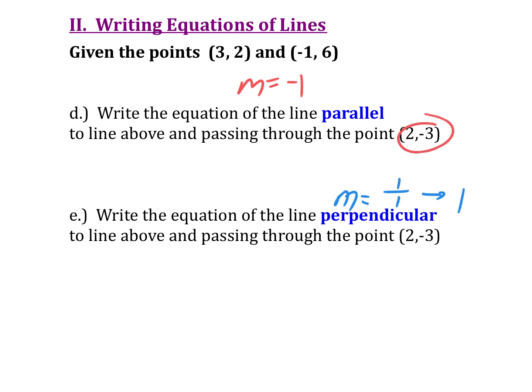So I'll do this first one here. We're going through the point (2, -3). So y minus -3, y plus 3 equals -1 times x minus 2. And we'll stop there. The second one is going to be y plus 3 equals positive 1 times x minus 2. Notice these two equations are the exact same except for the slope value. And if you think about it, that makes sense because the slope is really the only thing that changes between parallel and perpendicular.